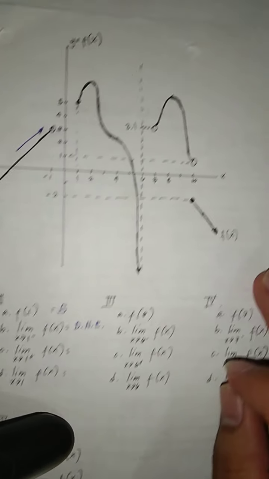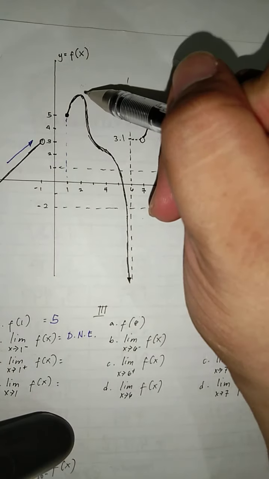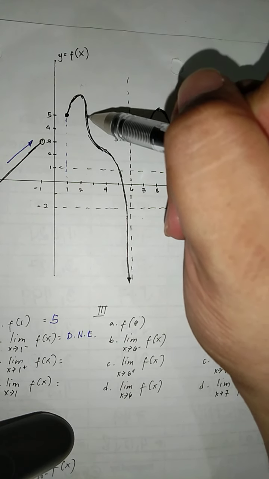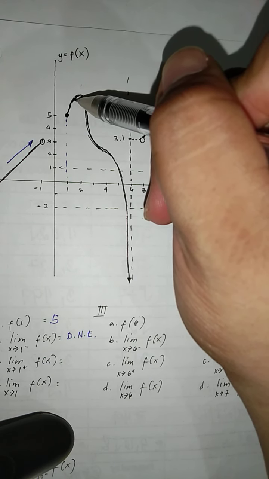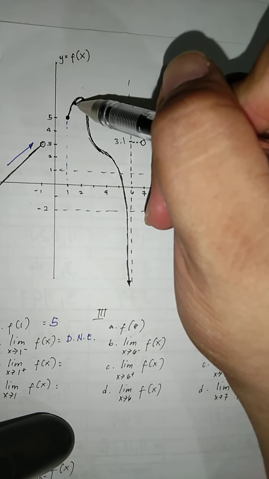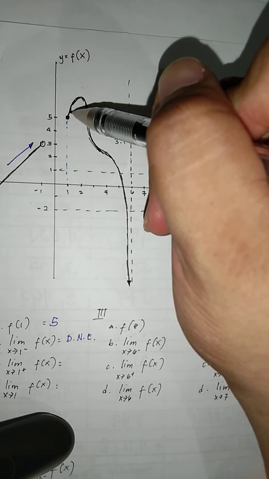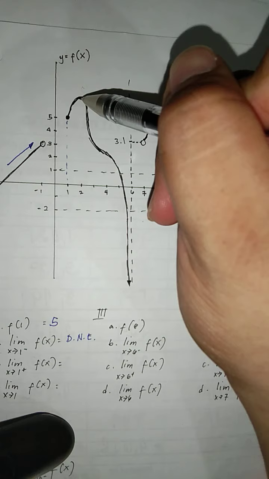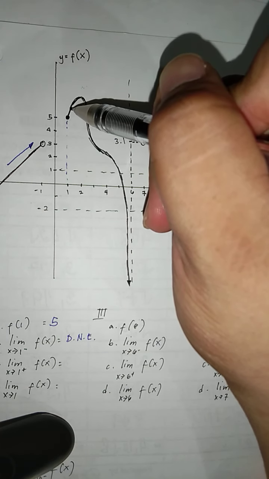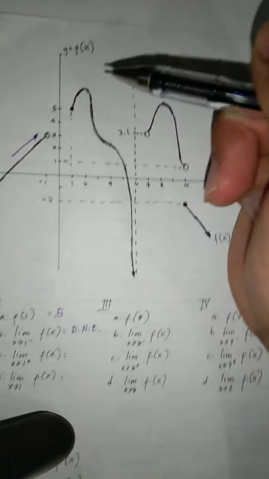How about its approach from the right? As you can see, the curve of the graph, as it approaches 1 from the right, approaches the value of 5. It comes from the top and then goes down, approaching the value 5.